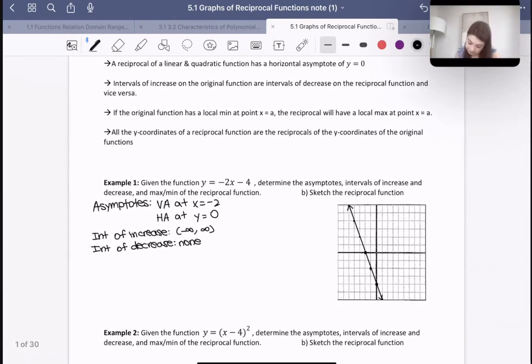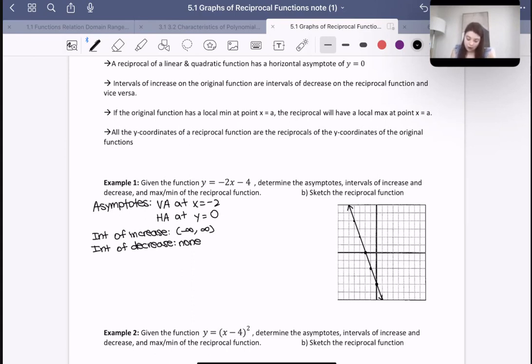Okay, then it says if the original function has a local min at point x equals a, the reciprocal will have a local max at x equals a. So this doesn't really apply here because we don't really have any specific local mins or global mins or global maximums or local maximums or anything like that. Here it's just a line, so we can skip that one.